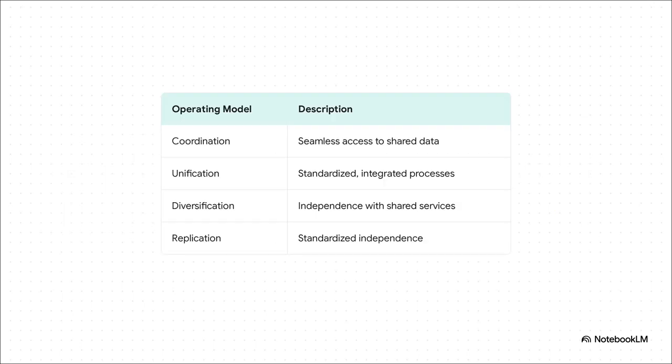So the whole point is to pick the model that actually fits what you're trying to do. If you have a bunch of different teams that all need to see the same customer data, you'd probably go with coordination. But say you're a big franchise and you need every single location to operate the exact same way, then you'd be looking at something like replication or unification. It's all about matching the data plan to the business plan.